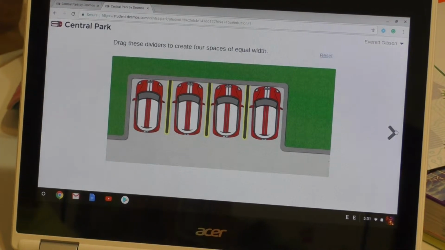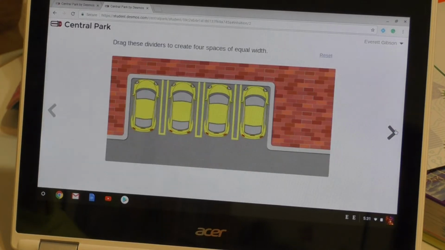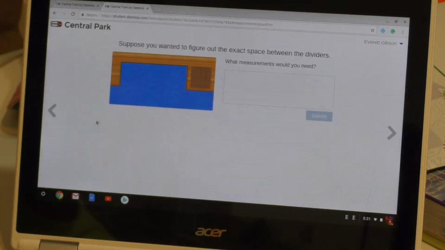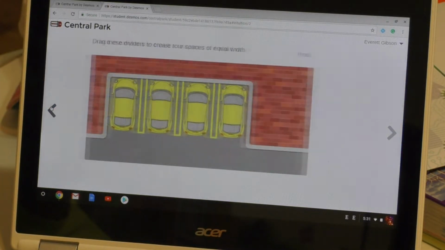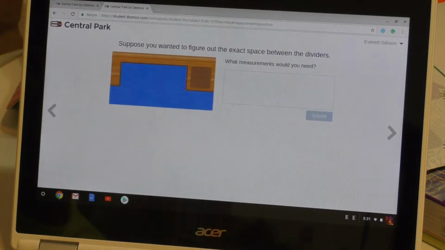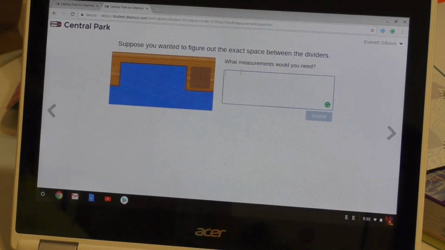Take you guys through this car park activity. It starts out with these four where you're just kind of guessing and moving stuff around to see if you can fit all the vehicles into the parking spaces. So it gets to this question: what measurements would you need to find the exact space between the dividers?